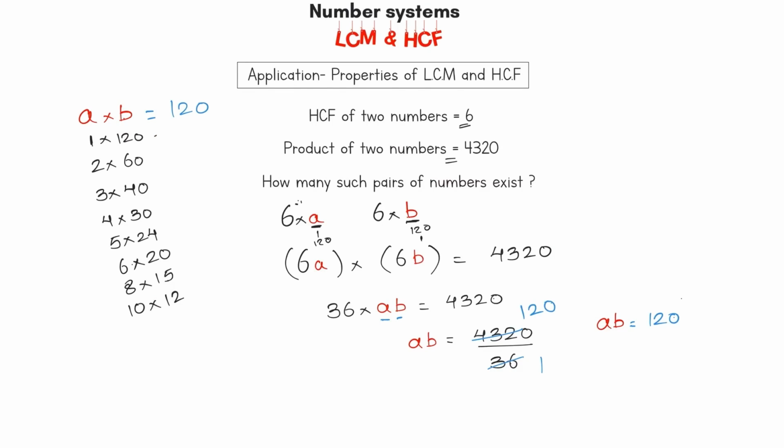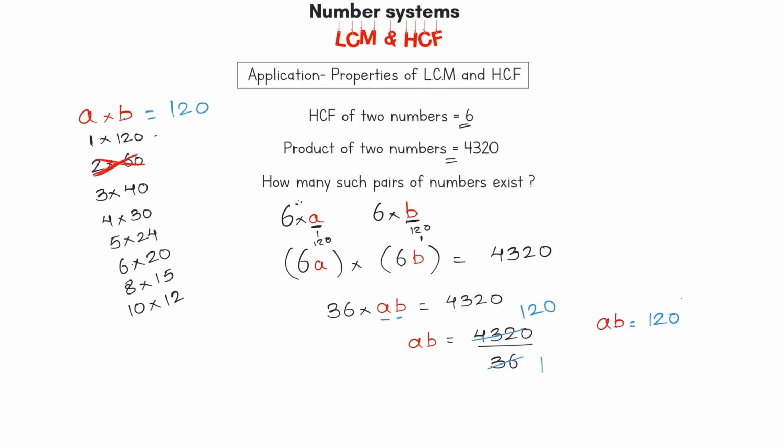Now after writing this, how will I get to my answer? I need to know that these two numbers have to be co-prime to each other. I am getting so many combinations, but these two have to be co-prime. So which are not co-prime? This is co-prime, 1 and 120. 2 and 60, they are not co-prime to each other.